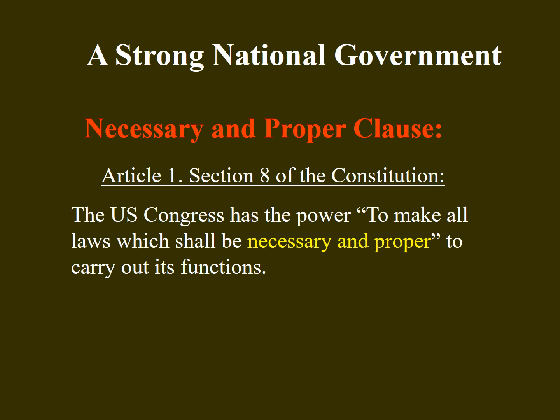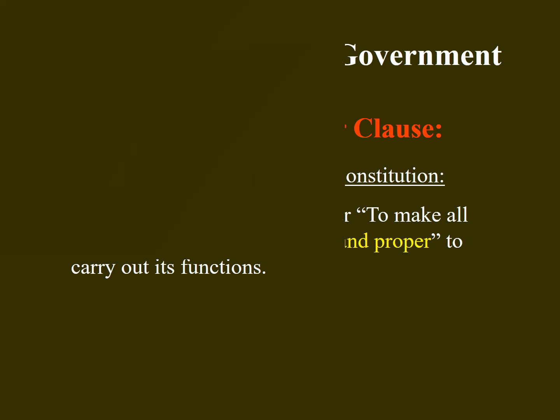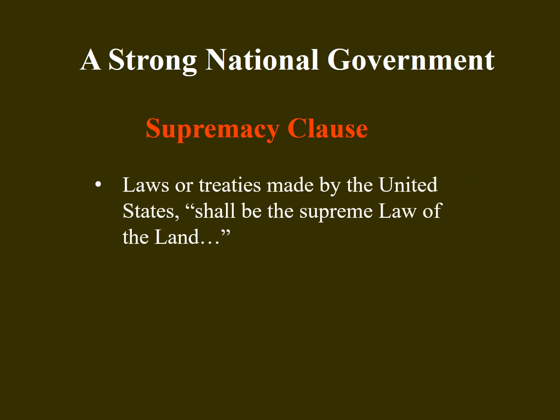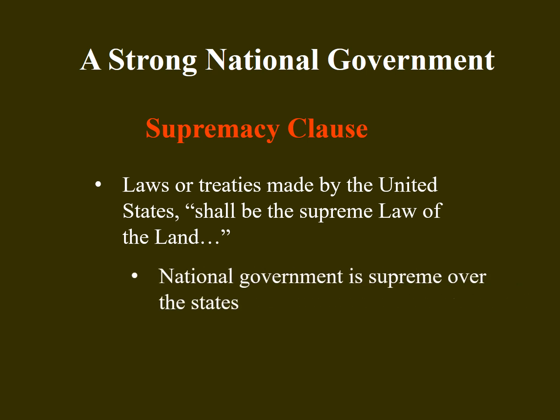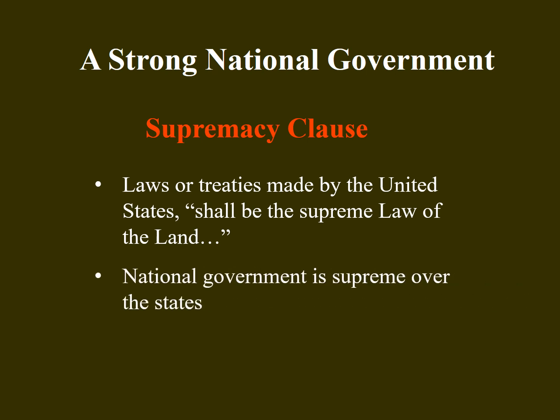So again, I just thought I would show this again. A strong national government is protected by this Necessary and Proper Clause, a clause taken right from the Constitution. But there's another provision as well. Another provision in the Constitution is the Supremacy Clause. This ensures that laws or treaties made by the United States shall be, quote, the supreme law of the land. Essentially, if there's a conflict between a state law and a national government law, the national government wins.